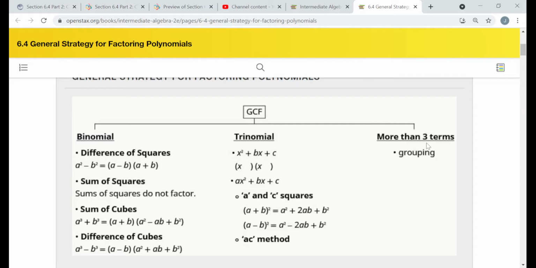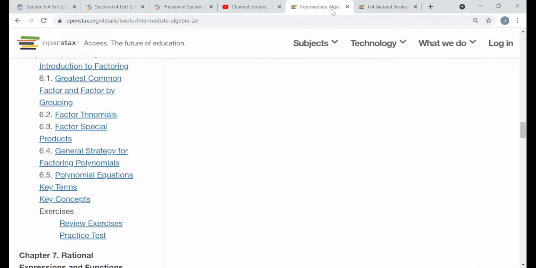Then if it has more than three terms, right, 4 or more terms, try factoring by grouping. And once again, I'm not going to go into as much detail in this video because I've done it in previous videos. But if you'd like, you can go back to section 6.1. There, they go into more detail about factoring by grouping.